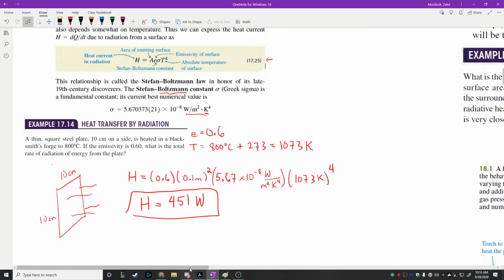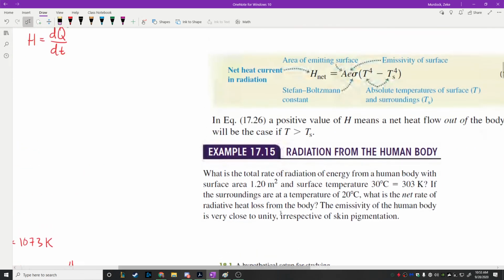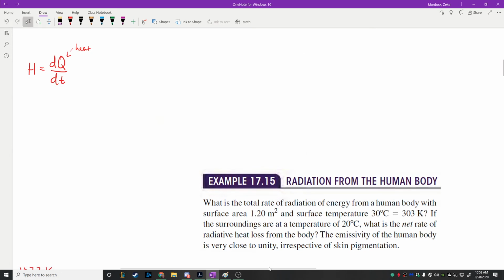All right. So what happens whenever you have a substance that's emitting radiation and another substance that's surrounding it and absorbing that radiation? Okay, that's the next question. And for that, it's really pretty simple. This is our equation, and we'll do this problem that's right here as well.